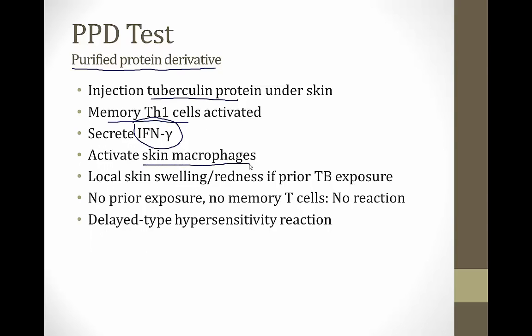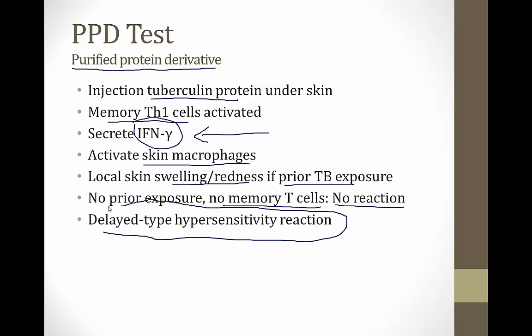This will activate skin macrophages, which is what Th1 cells do through interferon gamma. And as a result, there will be local skin swelling and redness if the patient has a prior TB exposure. If the patient has no prior exposure, they will have no memory T cells, and as a result, there'll be no skin reaction. And this is an example of a delayed type hypersensitivity reaction, which I discuss in great detail in the module on hypersensitivity disease.